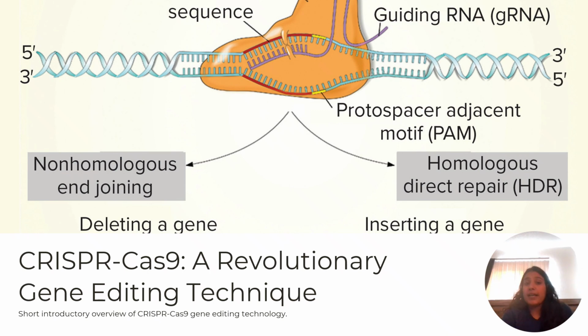Imagine having the power to edit our genetic code, potentially curing genetic diseases. Today I'll be explaining the fascinating components of CRISPR-Cas9 and how they work together to revolutionize gene editing. As someone with a background in biology and a keen interest in genetic research, I'm excited to share this groundbreaking technology with you. So in the next few minutes, I will break down the essential components of CRISPR-Cas9 and their roles in gene editing.